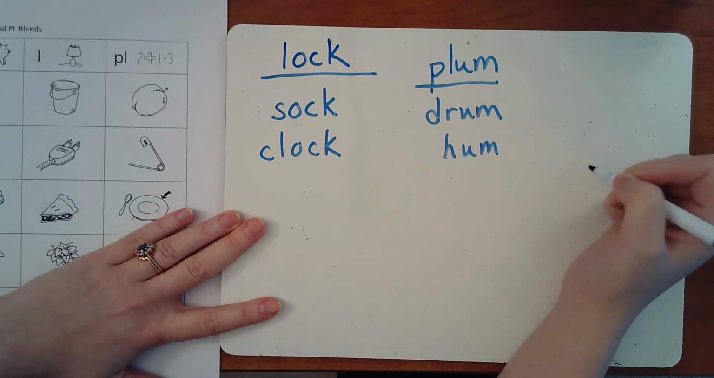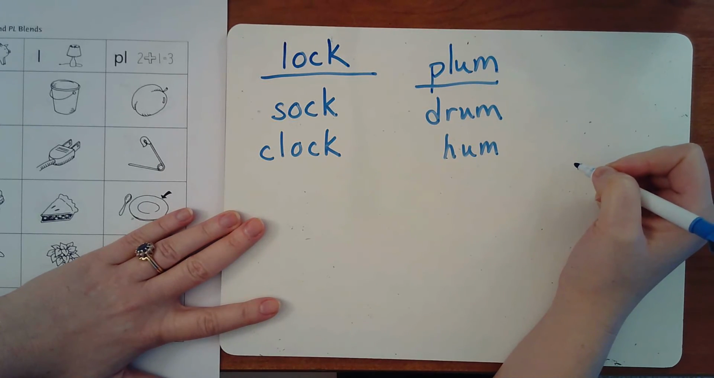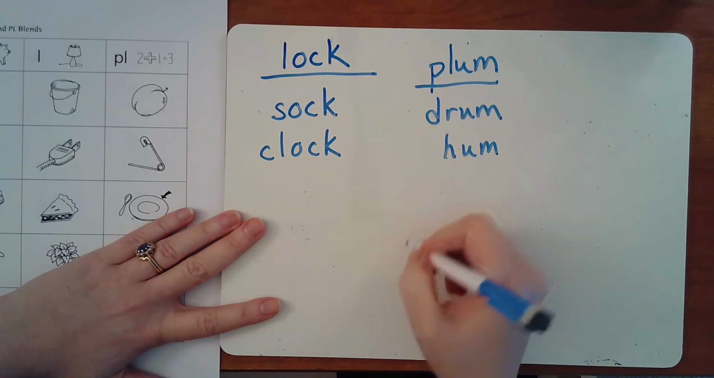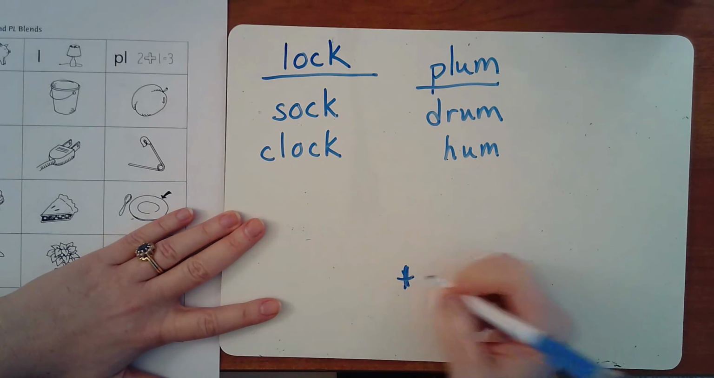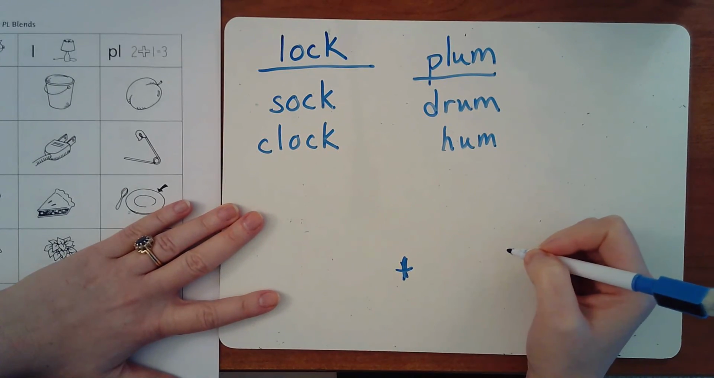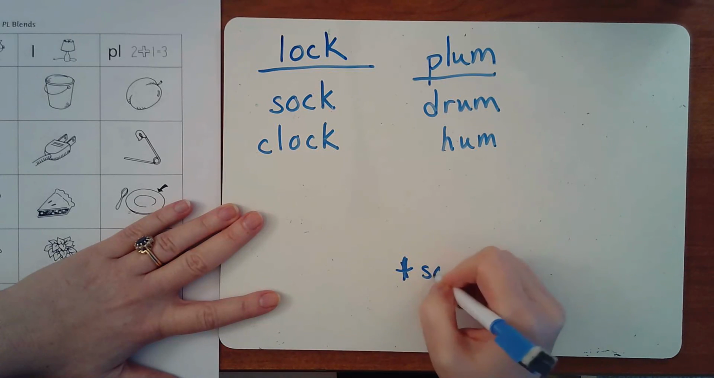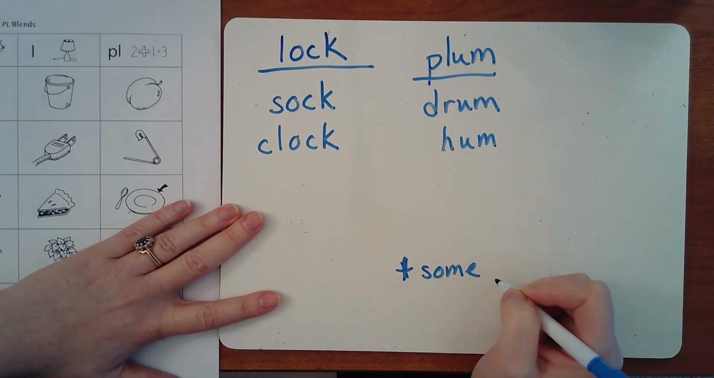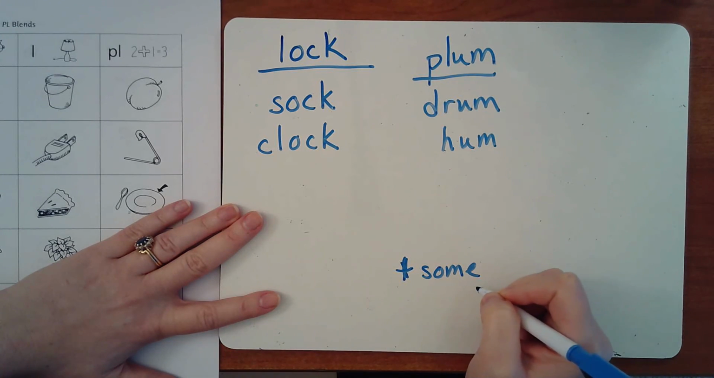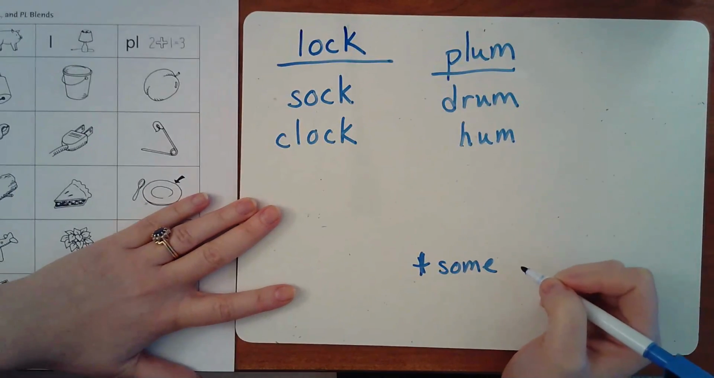Now, let's say that they think of a word that does rhyme, but it's spelled differently. You can tell them, you're right, that rhymes. It is an oddball though. And what I do with those is I write them down at the bottom. Like say they thought of the word some. Well, the word some does rhyme, but it's spelled differently. So you can just tell them it's an odd. And that's how you do word families.